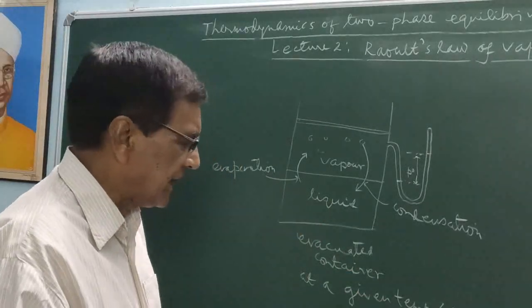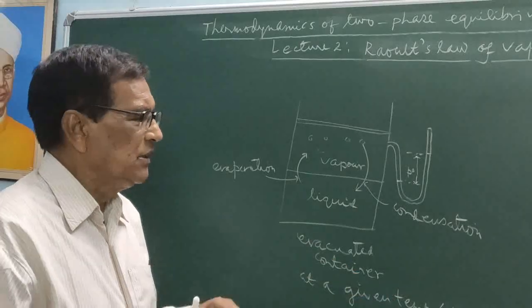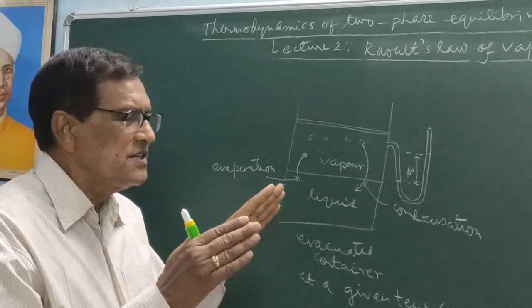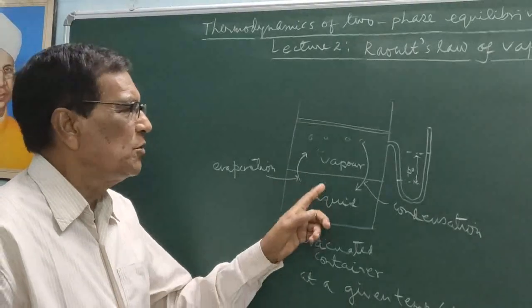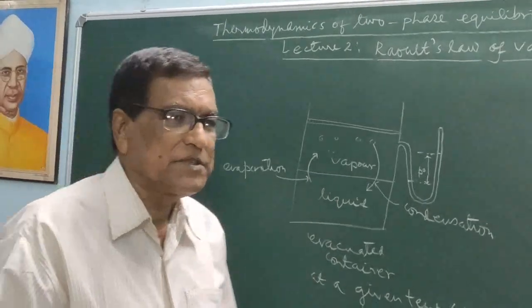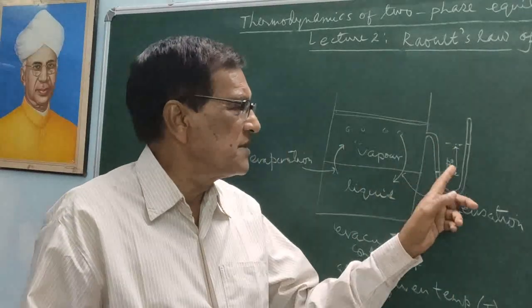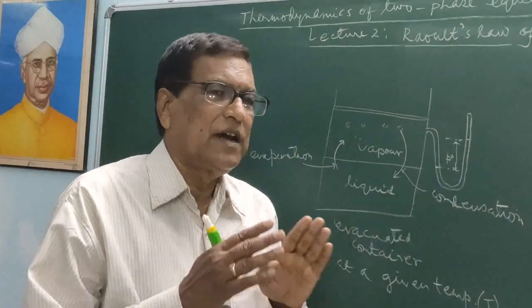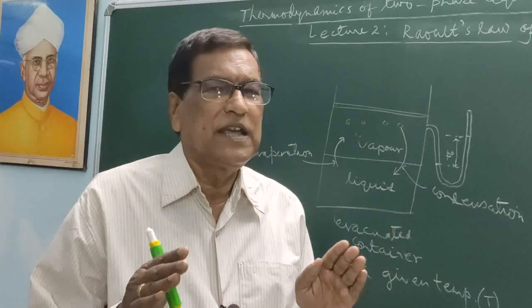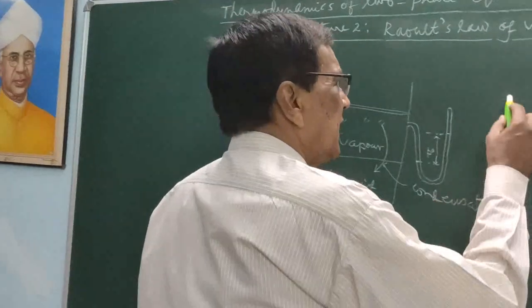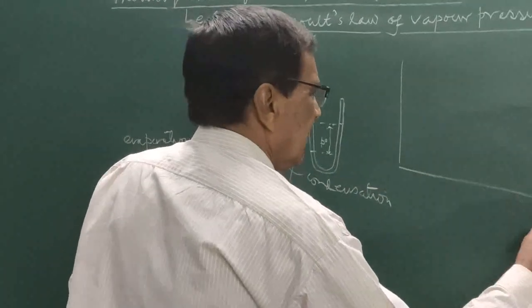And at a given temperature, you can see this vapor pressure remains unchanged with time. That means at equilibrium, that is the condition of equilibrium. Whenever the equilibrium is reached, the vapor pressure of this liquid remains steady and will not change with time. So the curve will be like that.